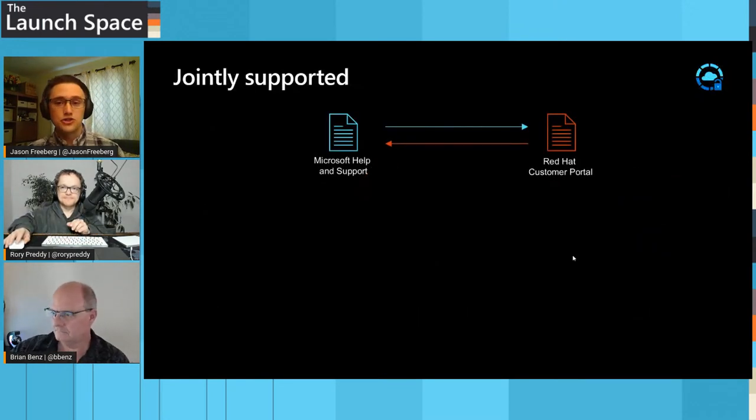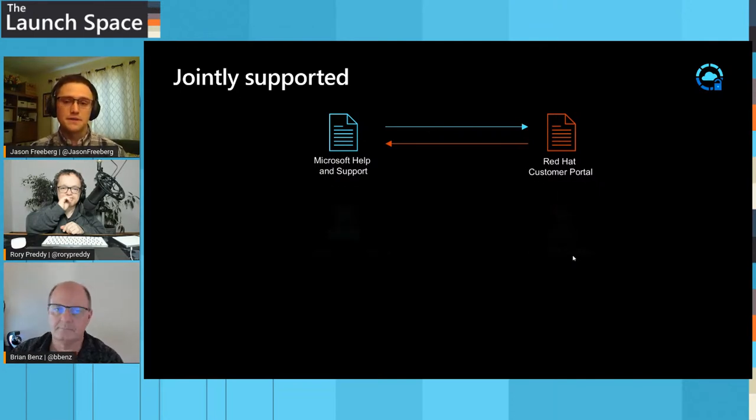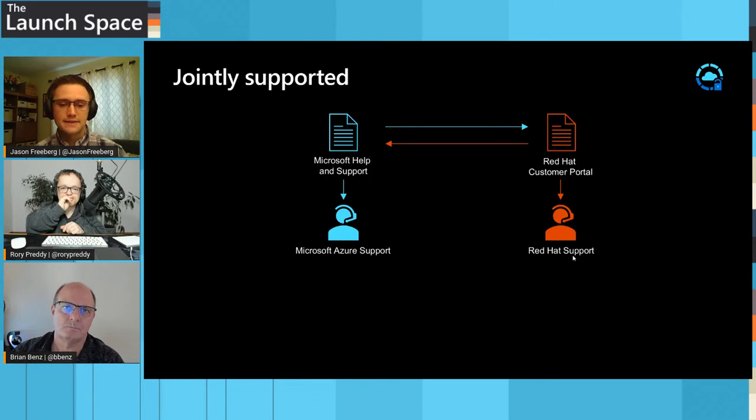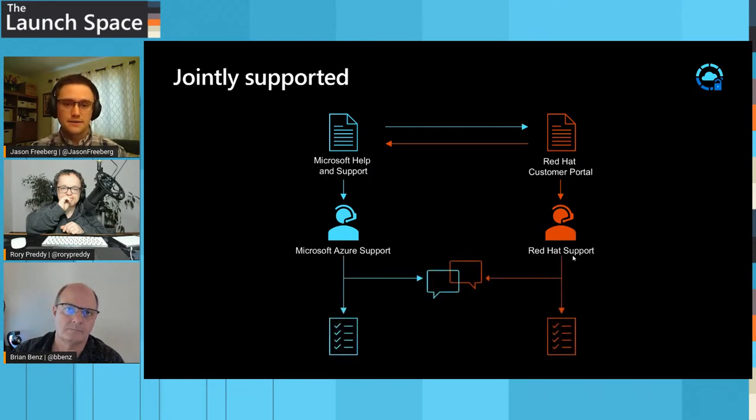This is also a jointly supported offering. So if you're having a technical problem, you can file a support case with Microsoft or Red Hat, and both of those companies will work together behind the scenes to resolve your issue. And the engineers will collaborate, share notes, and finally help you continue on and resolve that support case.